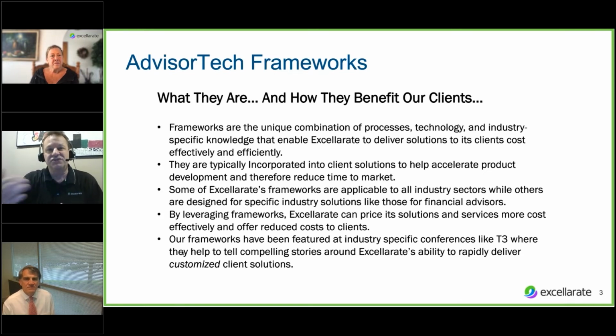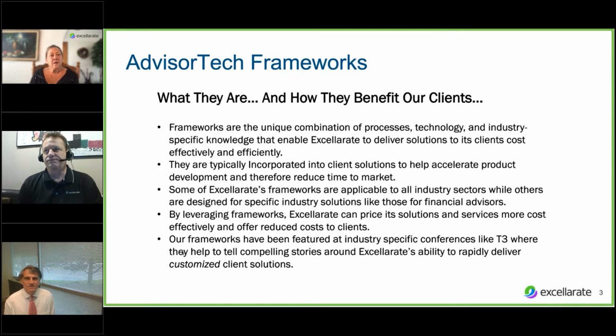And what that essentially does is reduce the client's time to market with their product. Some of our frameworks are cross-cutting across many different industries. But we have also designed some very industry-specific frameworks, not just financial services, that help a certain area. So by leveraging these frameworks, we can reduce our overall cost to build out the solutions, and we can then price those solutions more effectively and pass those reduced costs along to clients.